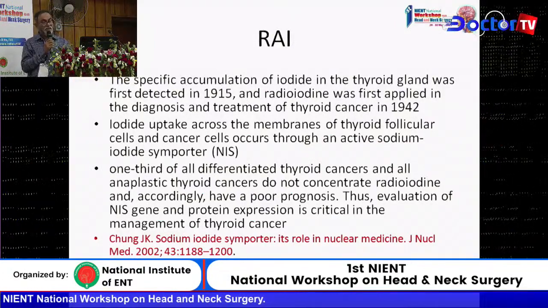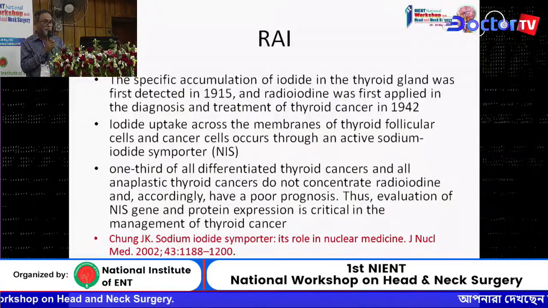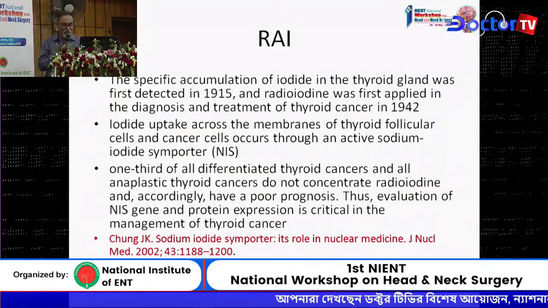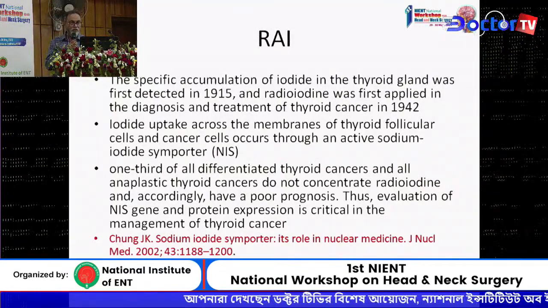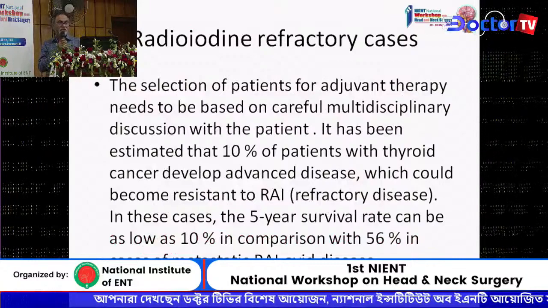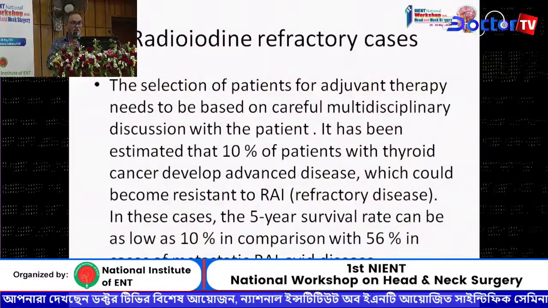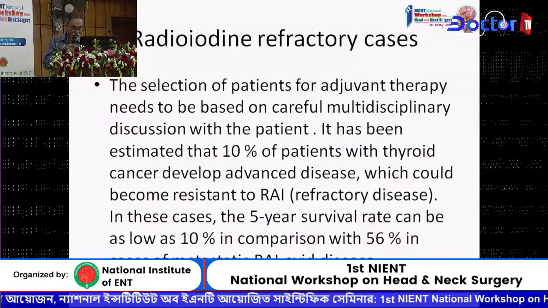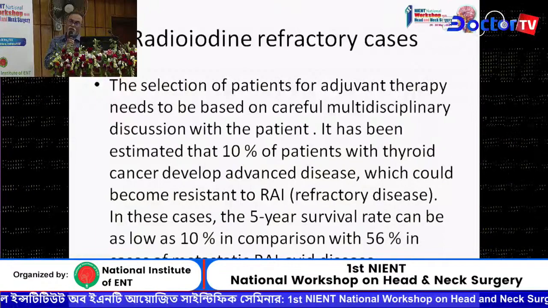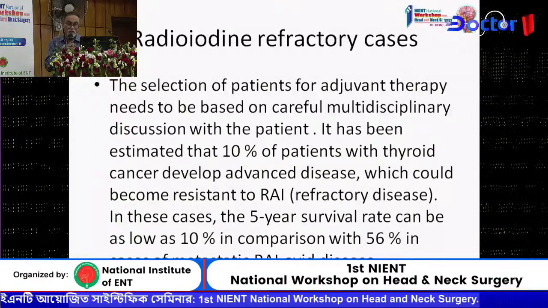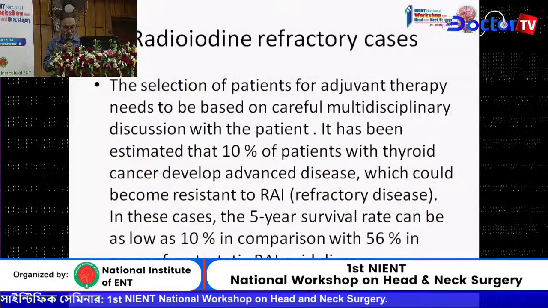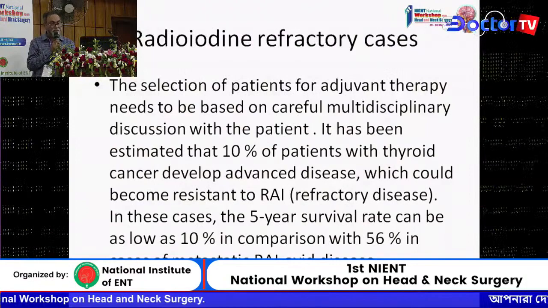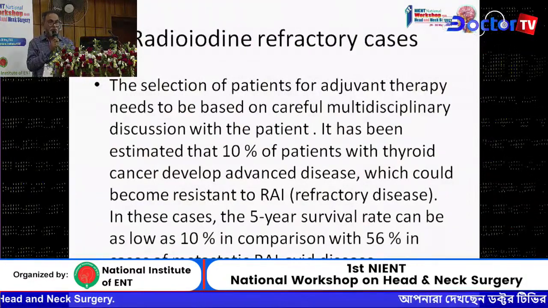So for this group of patients, a new drug is coming up to modify this NIS, and there is a question of targeted therapy coming up. In radioiodine refractory cases, as you know, 10% of patients with thyroid cancer develop advanced disease, which could become resistant to radioiodine ablation. In this case, the 5-year survival rate can be as low as 10%, in comparison to 56% in metastatic carcinoma where the radioiodine is active. So the survival benefit goes down from 56% to 10%.